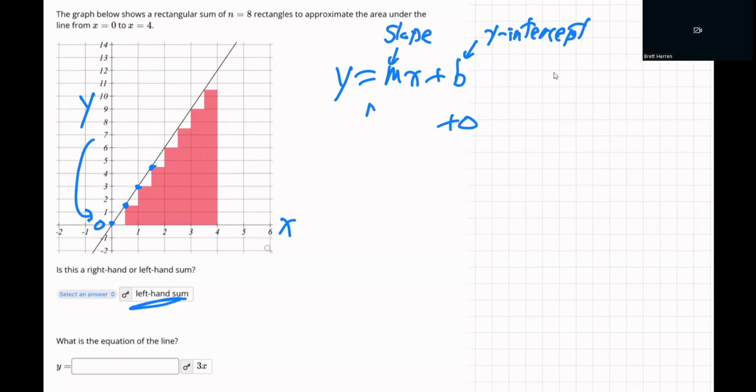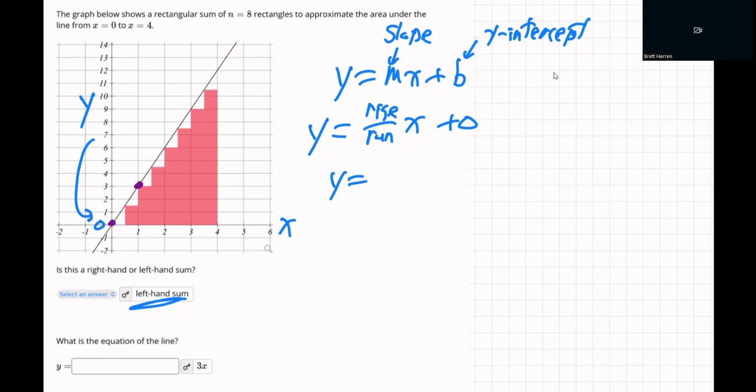M, as you know, is the slope. What is the slope of a line? Rise over run. So what's the rise and run? Let's go from any point to any point. I'm not going to take this point, because that's not clearly on a grid line. But I'm going to take a point right on a grid line, so like that one would be good. That's right on a grid line.